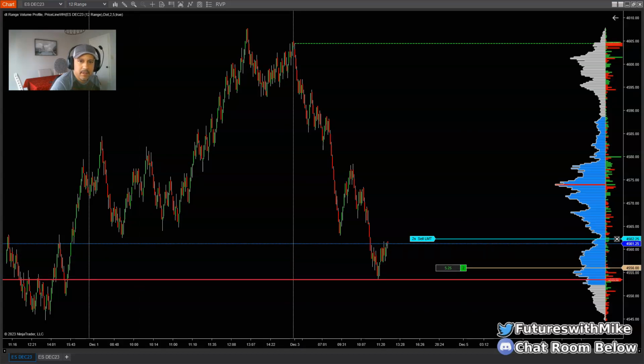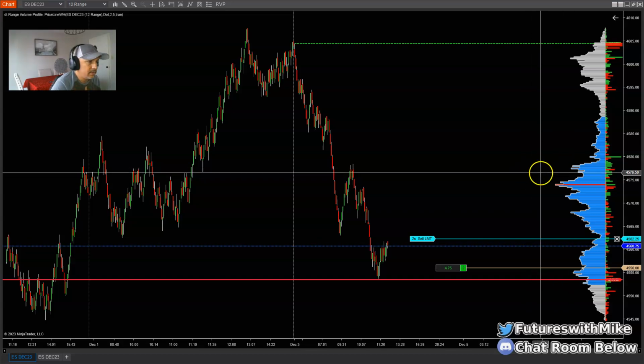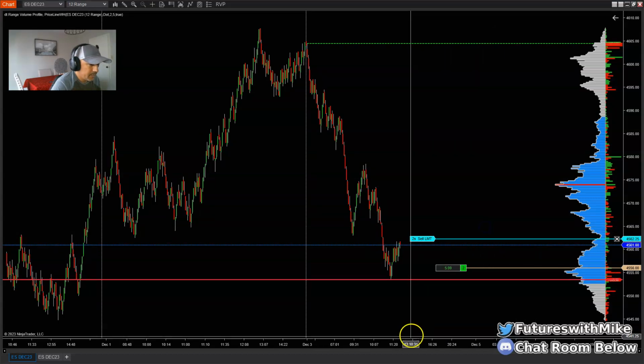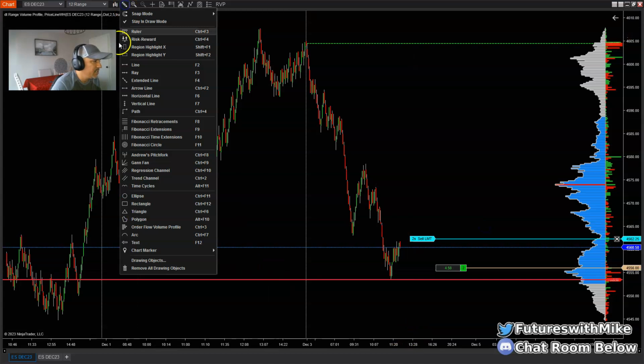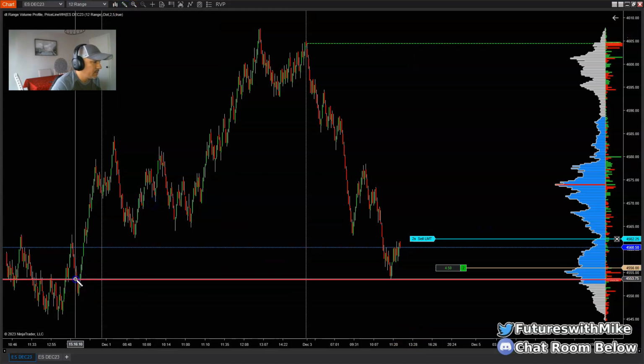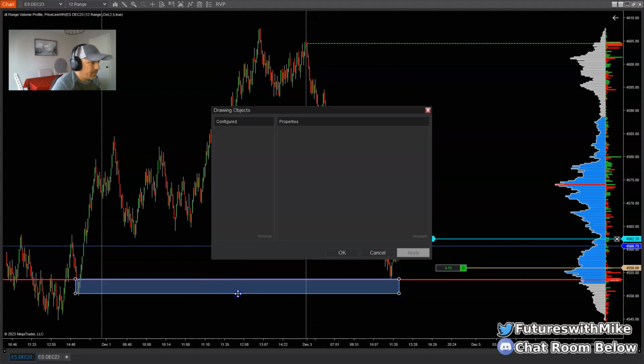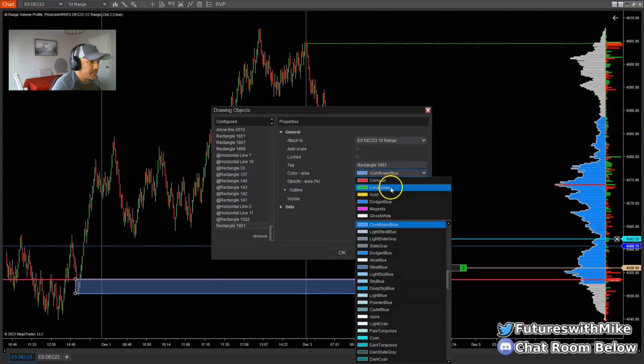Yep, trying to stay into it. Again, this is a demand zone, guys. If you can't see it off of the ES right here, it's an area of demand right there. I'll mark it with this greenish color.